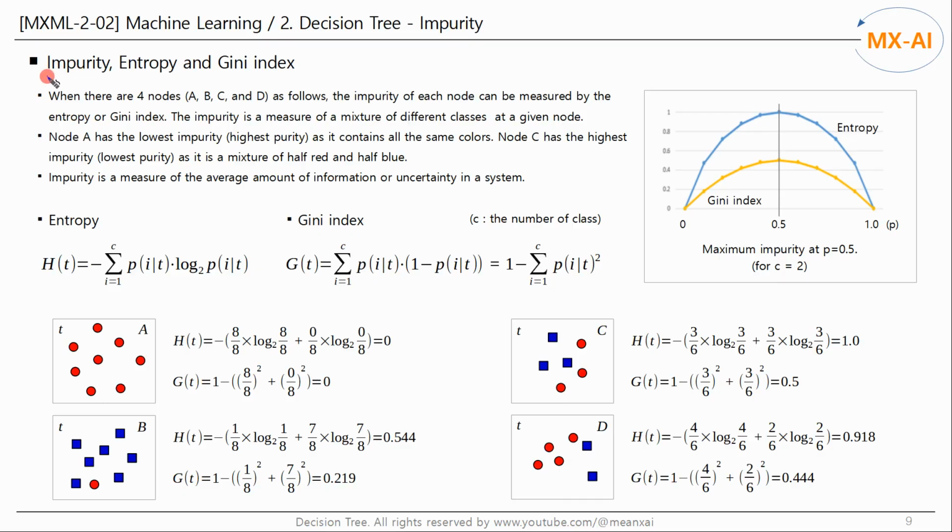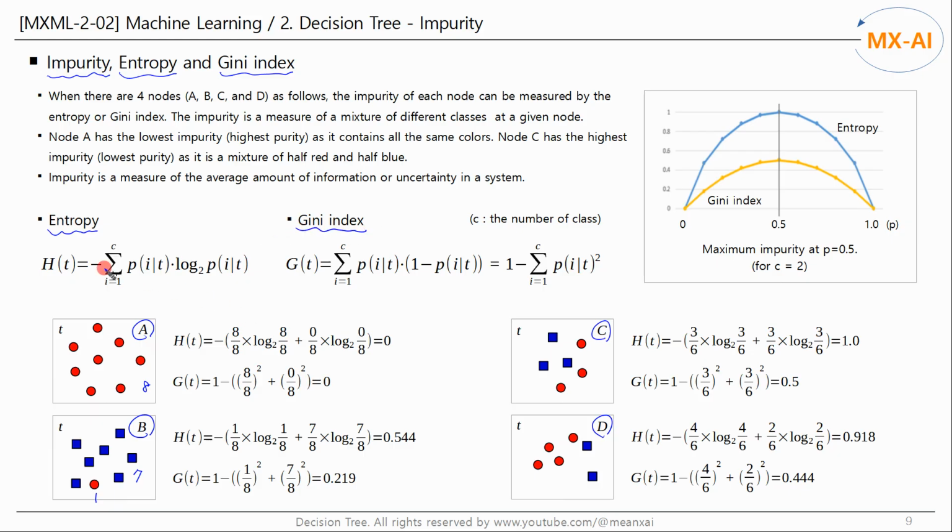Now let's learn about impurity, entropy, and the Gini index. Let's consider 4 nodes, A, B, C, and D, as shown below. Node A has only 8 red data points, and node B has 7 blue data points and 1 red data point. Let's calculate the impurity of each node. Impurity can be measured by entropy or the Gini index.